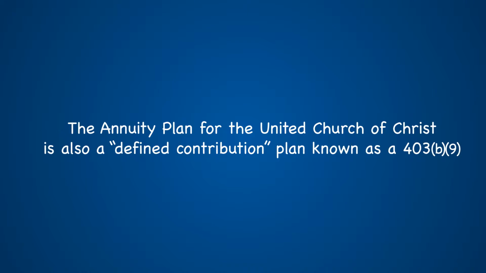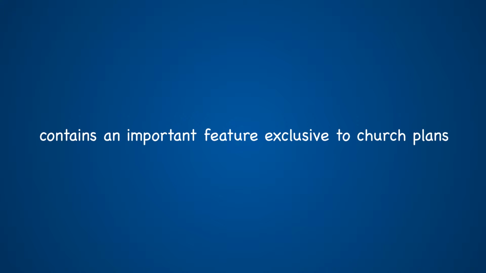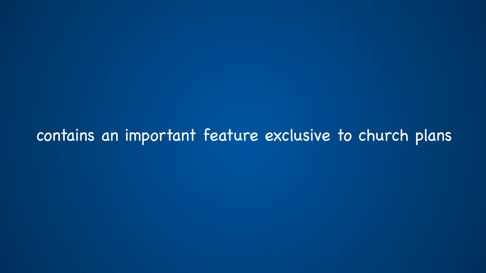The annuity plan for the United Church of Christ is also a defined contribution plan, known as a 403b9 plan, but contains an important feature that is exclusive to church plans that I'll describe in more detail later. So, how does a defined contribution plan work?